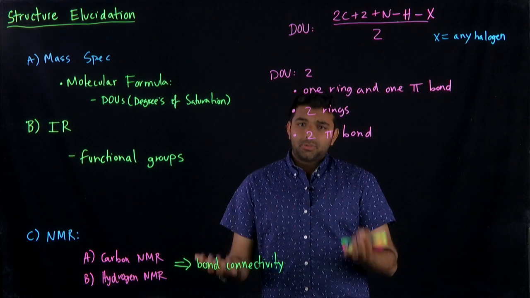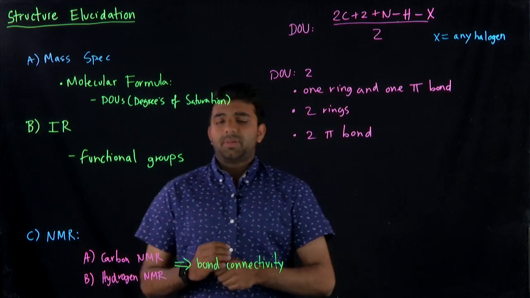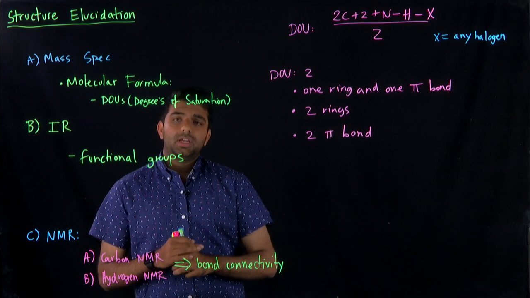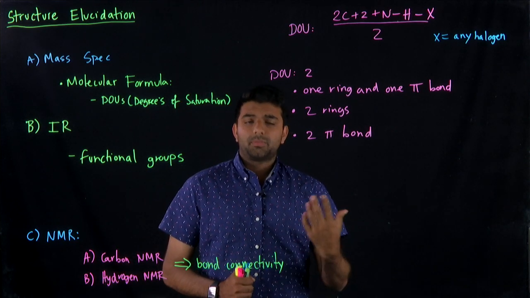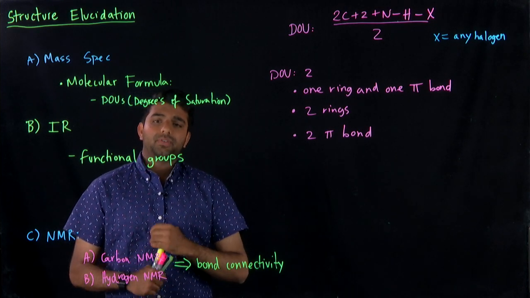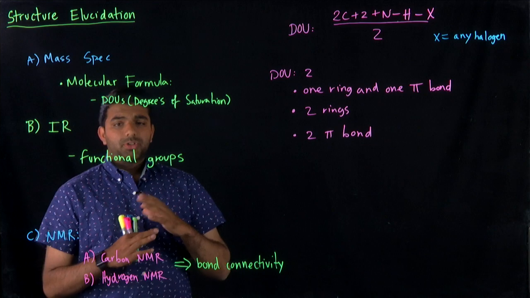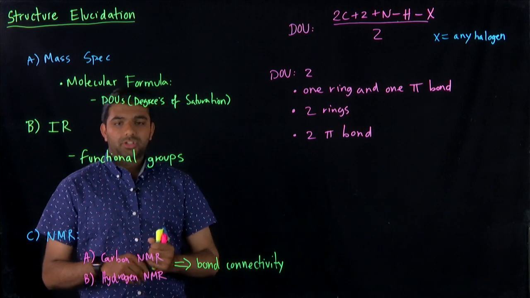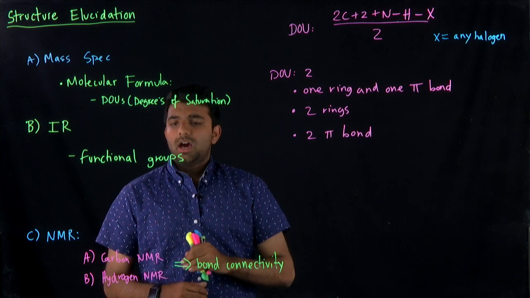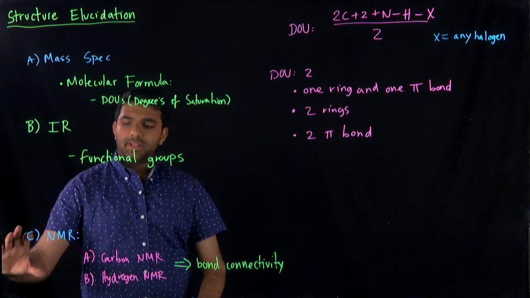Okay, so again, to recap, you're going to take a look at mass spec. What you want to be able to find is the molecular formula and the number of DOUs. The DOUs will tell you how many rings or pi bonds exist in your molecule. Once you get that, move on to IR, find out which functional groups you have. And once you're done with IR, move on to NMR, which is going to be the most useful, by finding out the bond connectivity.